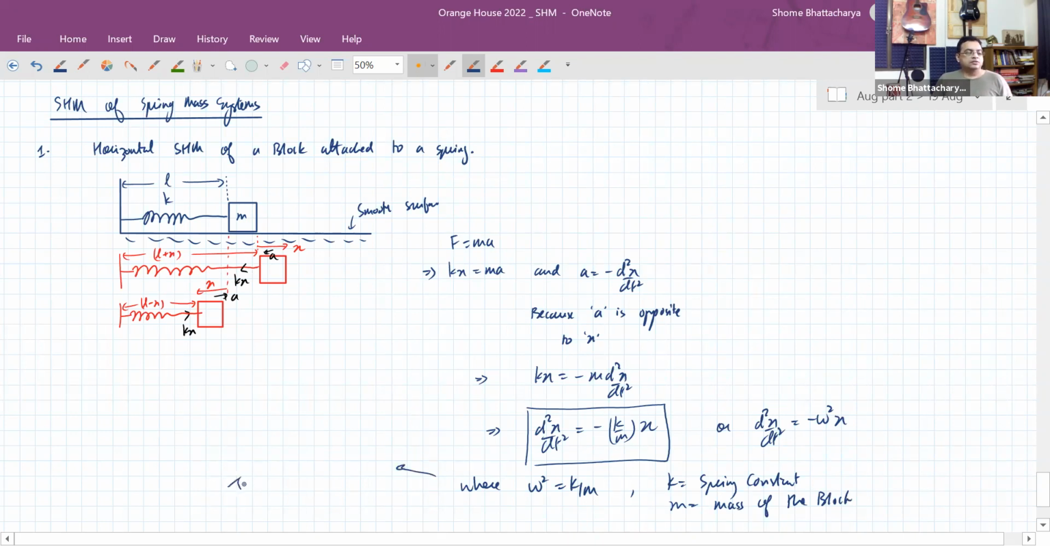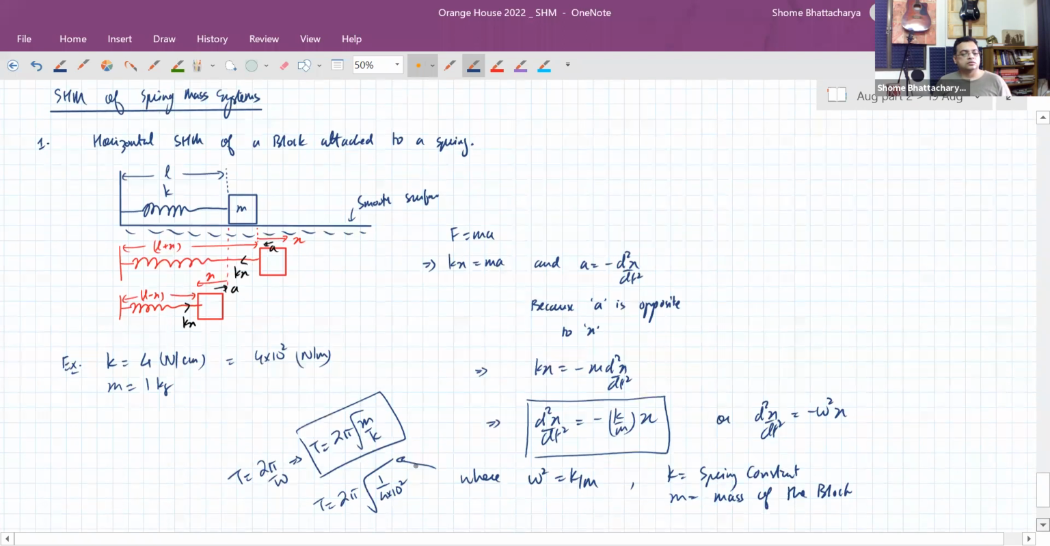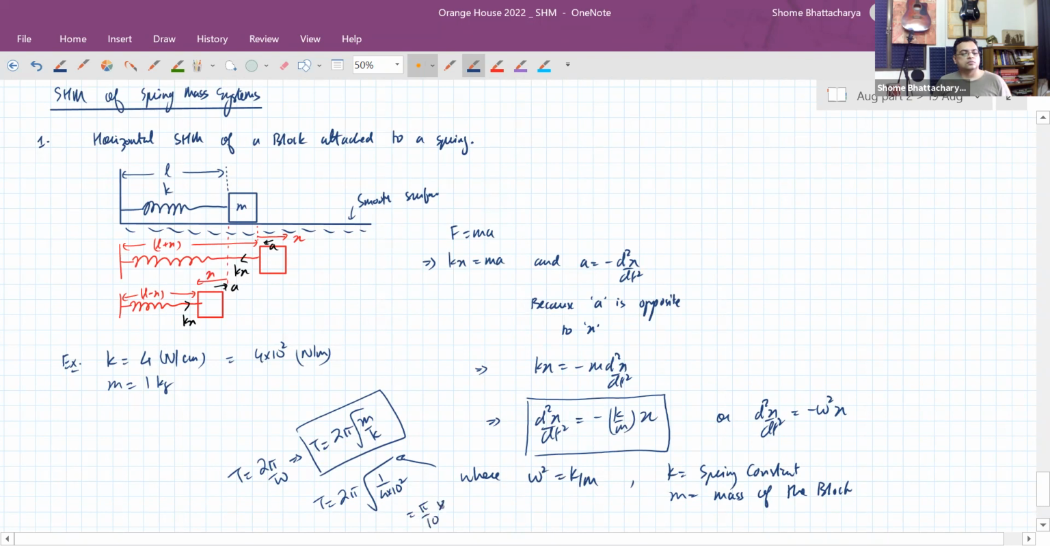So further from here, time period will become 2 pi root m by k. For example, if the spring constant is, let us say, 4 newtons per centimeter, and the mass of the block is, let's say, 1 kg, then the time period will become, we have to convert this to SI unit, that is, to get the time period in seconds.